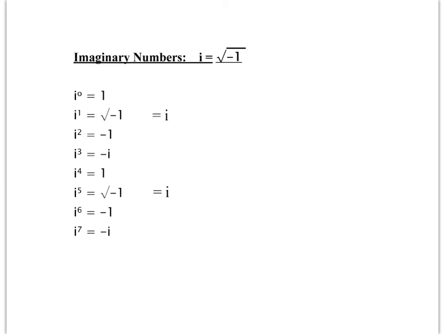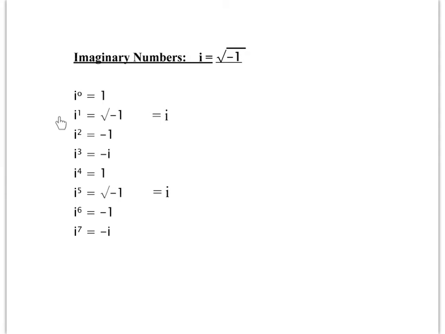Okay, we discovered this in class. There is a pattern to the exponential powers of imaginary numbers. You discovered that i to the 0 is 1. i to the first is i, the square root of negative 1. i to the second is negative 1. i to the third is negative i. And i to the fourth goes back to 1.